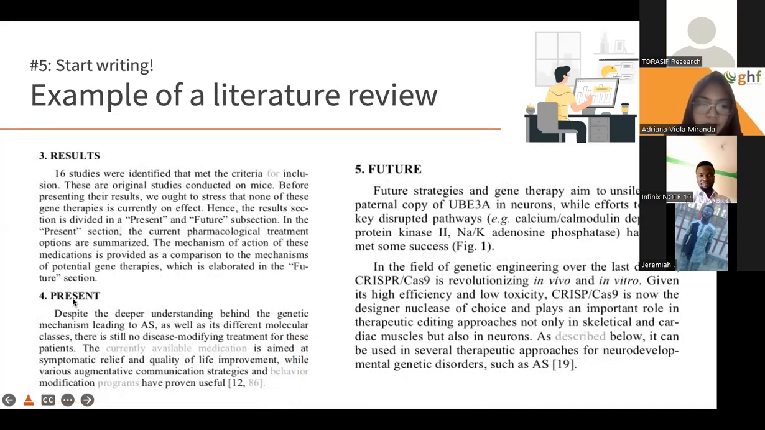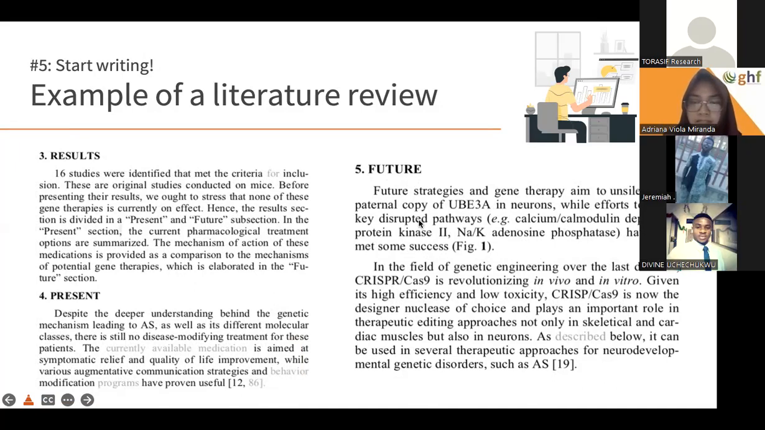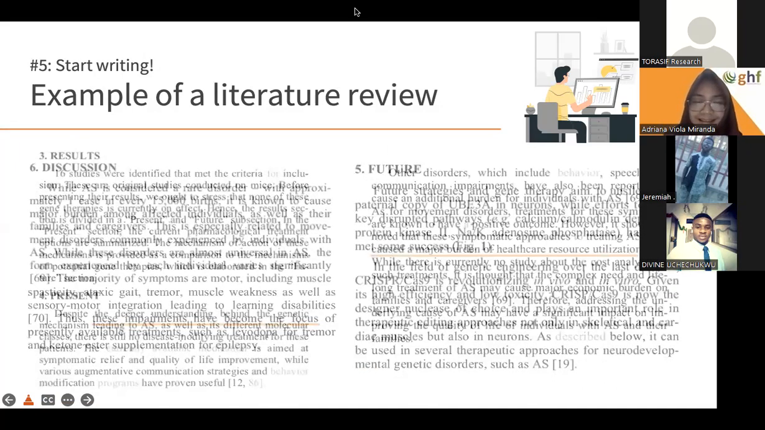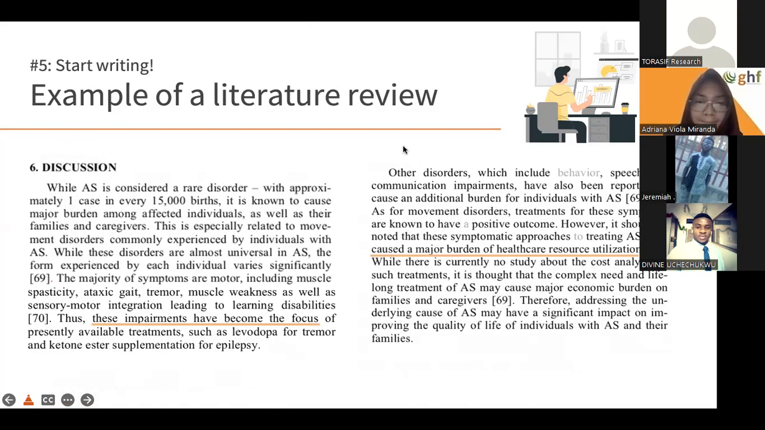And then these are the results. So we divide into some thematic areas. Firstly, we write about the currently available treatment for Angelman syndrome, and then we write about the future. And lastly, in the discussion, we focus firstly on why the therapy is important, why gene therapy is important, where it places in the current situation.